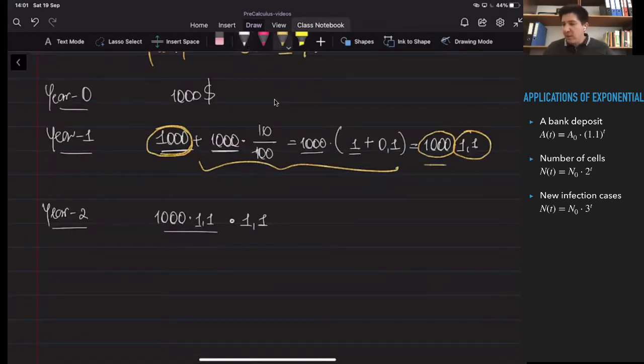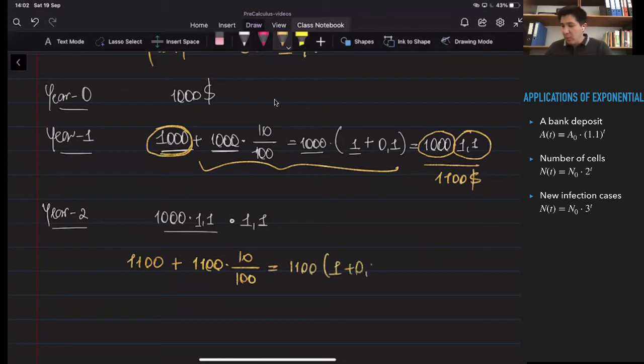Basically, now you have $1,100. So you are going to invest the $1,100, right? And plus, you are going to get 10% of this. The 10% of this is $110, or you can calculate this as multiplication of the 1,100 by 10 over 100. And again, we're going to take the 1,100 out of the brackets. It's going to be 1 plus 0.1, which is going to be 1,100 times 1.1. And if you remember, this 1,100 was just 1,000 times 1.1.